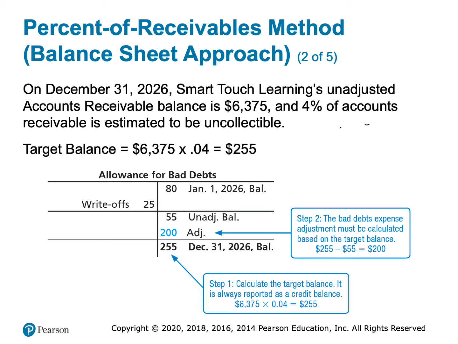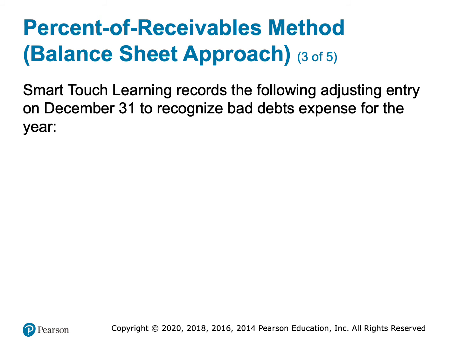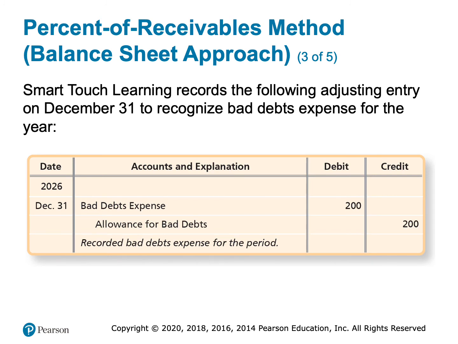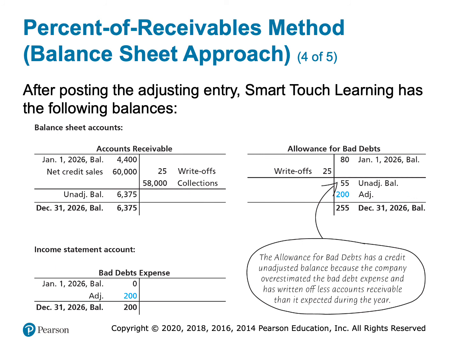So there we've got our target balance and we've drawn out our adjustment here. The key thing to remember is that you are not calculating the bad debt expense, you're calculating the ending balance in allowance for bad debt. So now I'm going to do my journal entry to debit bad debt expense and credit allowance for bad debt for $200. And so after I post all those entries, notice accounts receivable is 6375, bad debt expense is now 200, and the allowance for bad debt is the 255 that I said it should be.